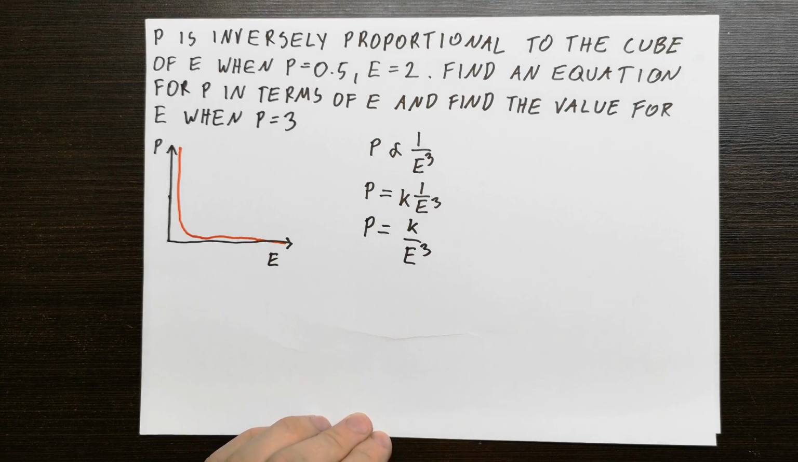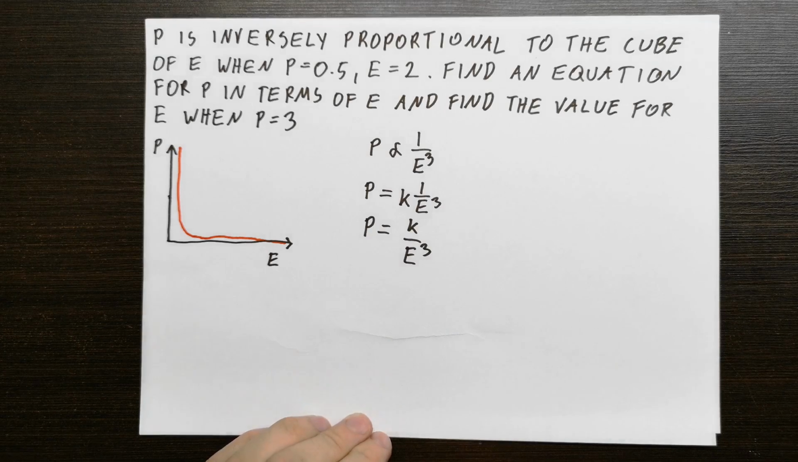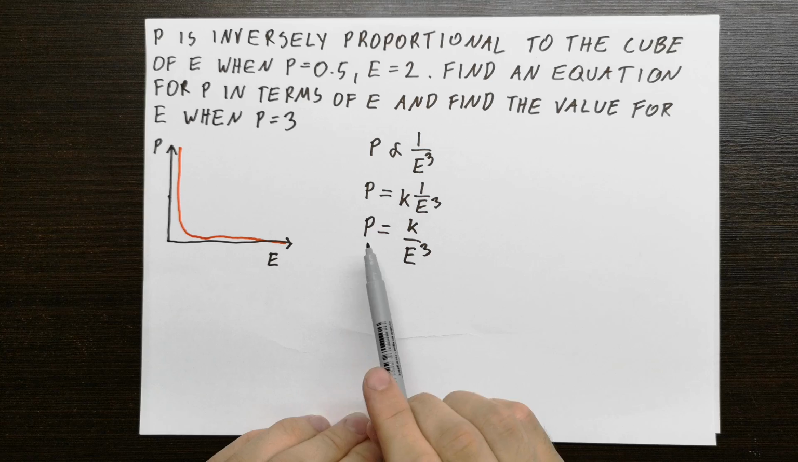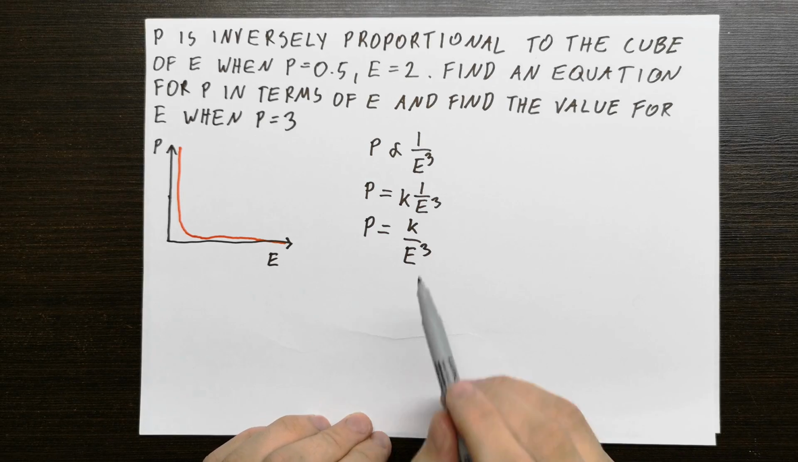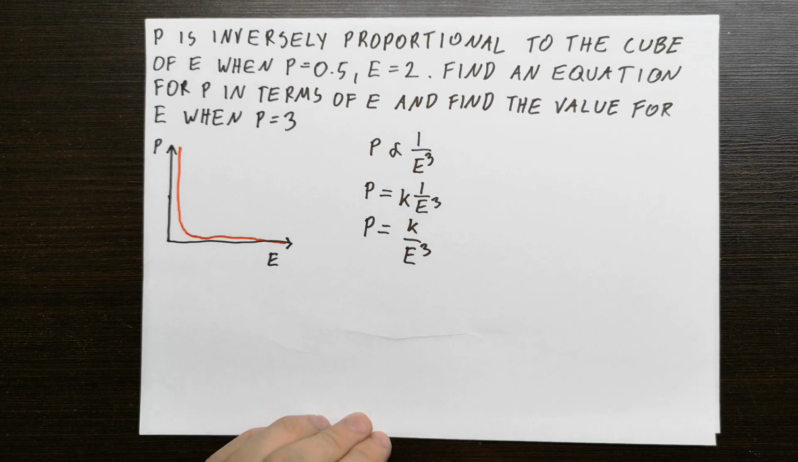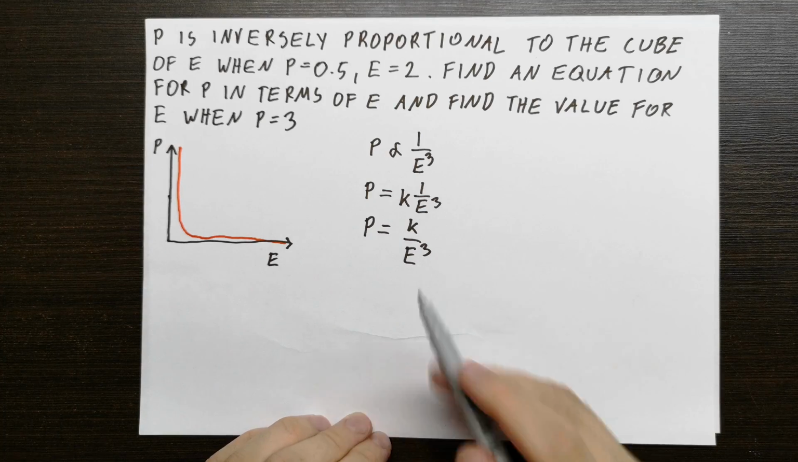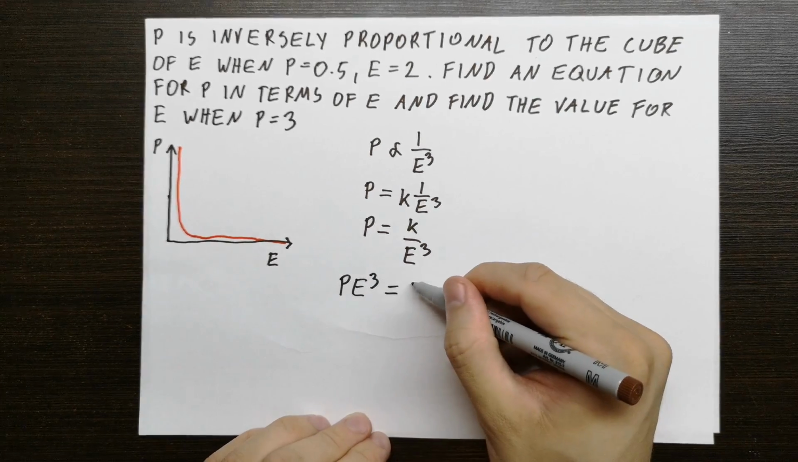So now we have this equation, but what we need to do is, we have a value for P and a corresponding value for E. However, we don't have a value for K. That's very crucial. Again, we need to find, as it even asks here, the equation for P in terms of E. How many E's it takes for a P, basically. So we are going to find K simply by rearranging this. We are going to multiply both sides of the equation by E cubed. So on this side we have P E cubed, and on this side we have simply K.